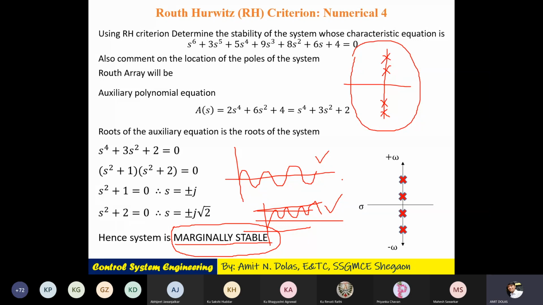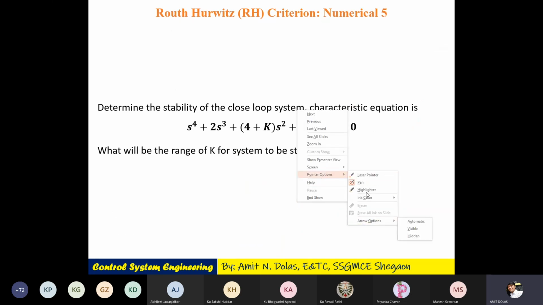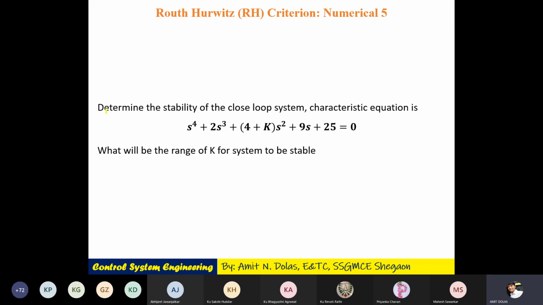I'll move to, let me see the time, the last example that I have, that is example number 5, and somewhat a different example. I tell you what is the different. Determine the stability of closed loop system. एक फैक्टर है k जो आउटपुट से इनपुट में लिया है, that's why I'll say it is closed loop system. A characteristic equation is s to the power 4 plus 2s cube plus 4 plus k.